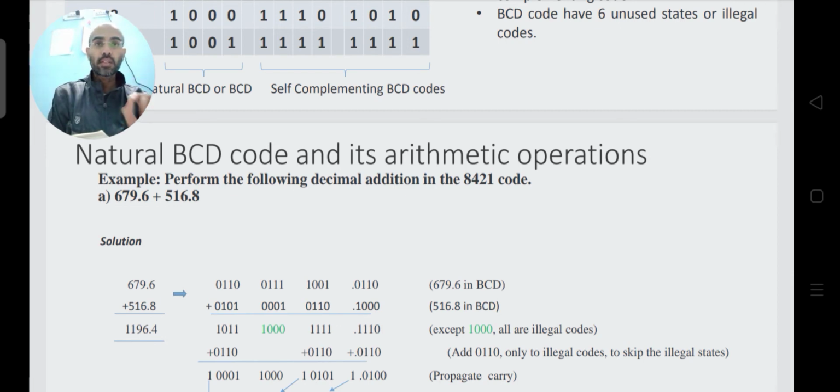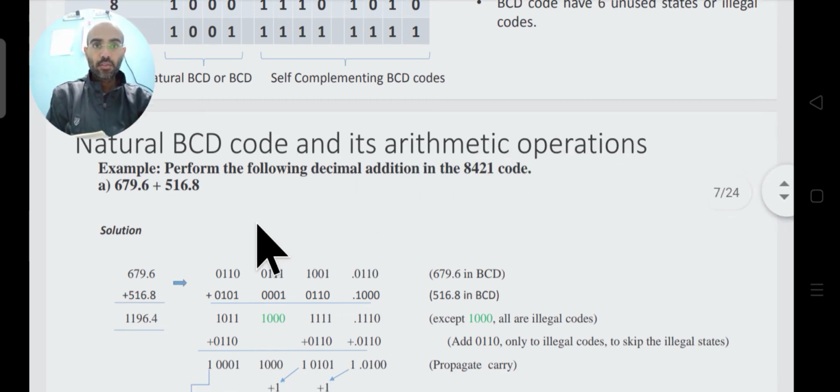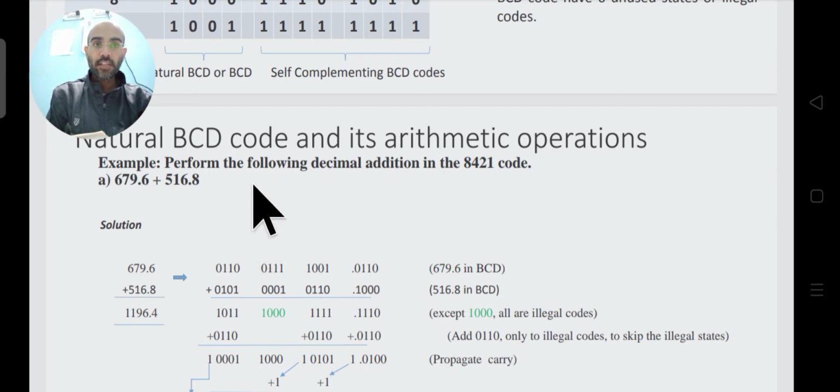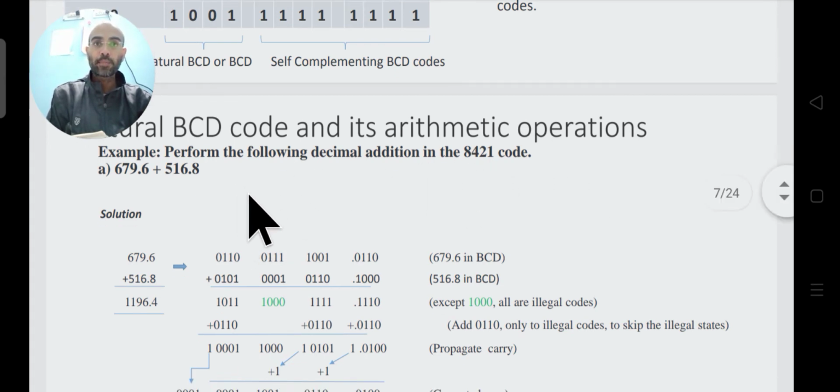So this is what is important, and that is why these are useful for arithmetic operations. That is why we are seeing the arithmetic operations on this particular BCD code only. So let's try to perform this addition. We want to add 679.6, which is a decimal number, with this number, which is also a decimal number. So I want to add these 2 numbers.